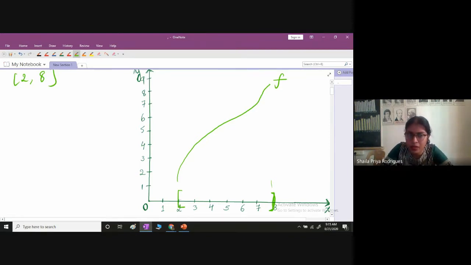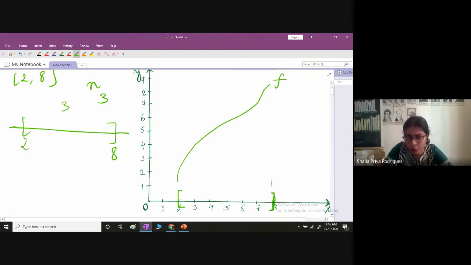Let's say I want n subintervals between 2 and 8. If I say n is 3, I'll draw this 2, 8 again. I have this real line where 2 is here and 8 is here. I want to divide this interval into 3 subintervals. How many intermediate points did I have to choose between 2 and 8 to get 3 subintervals?